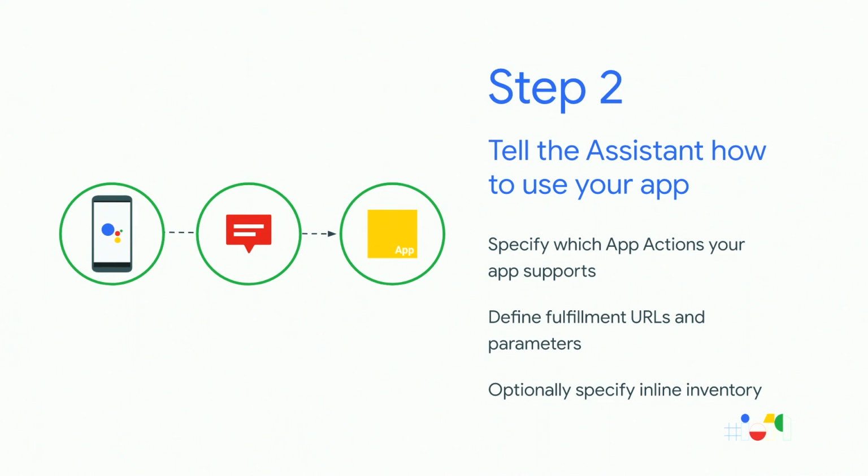OK, moving along to step 2, telling the assistant how to use your application. This is where we're going to specify which app actions that we can support in the app, as well as defining something called fulfillment URLs and the parameters that we need. Optionally, you can specify something called Inline Inventory, and I'll get into details on that shortly.